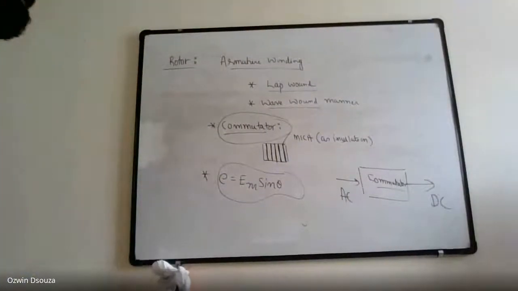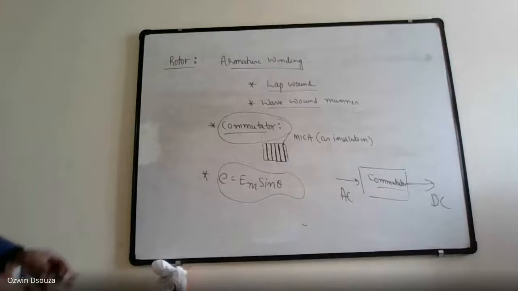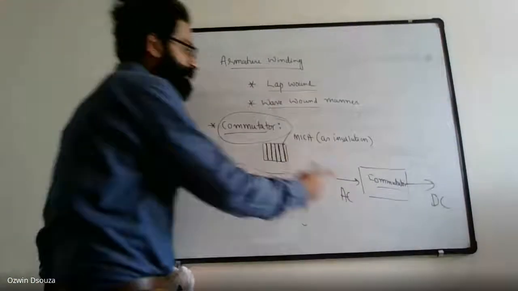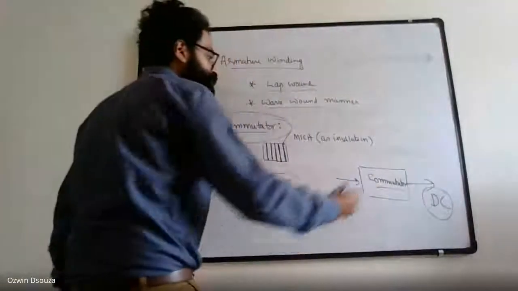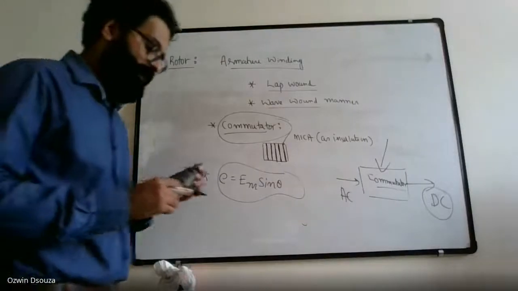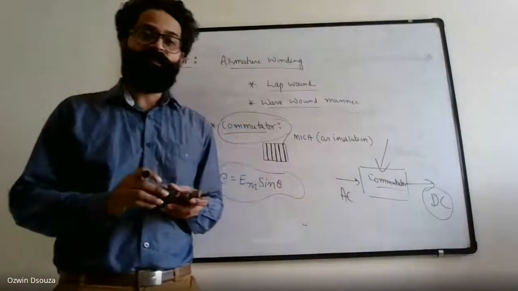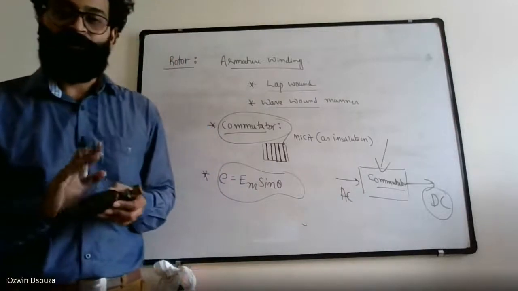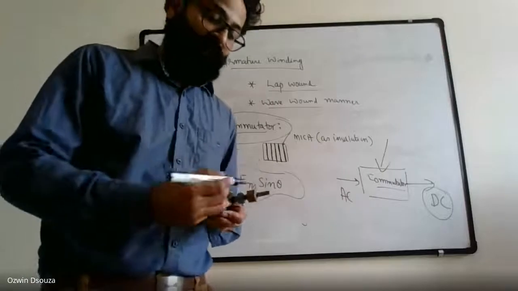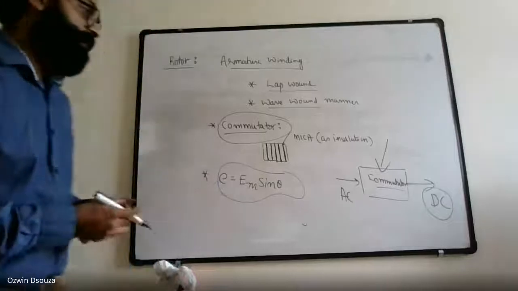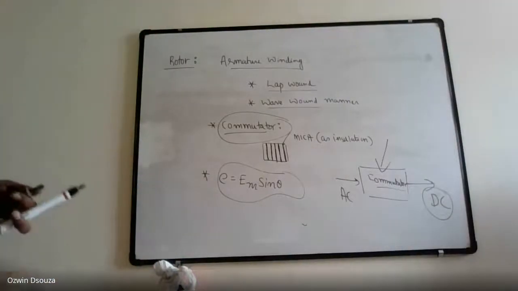So what you can say is that the alternating EMF produced in the armature winding is converted into direct current electricity using commutator segments. Okay, so if someone asks you something like, what is the nature of EMF in a DC generator induced in the armature? It is sinusoidal. It is not direct current. After the commutation process, whatever EMF you get, that is direct current in nature. Okay, so that's your rotor construction.